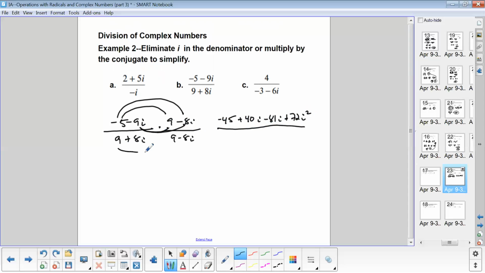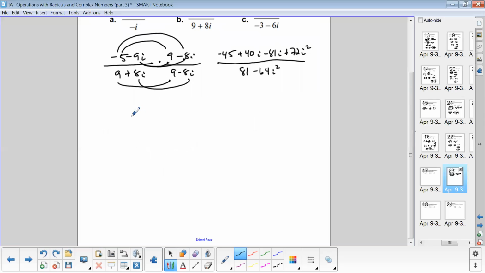Again, conjugates, so multiply 9 times 9, you get 81. And then the last term would be negative 64i squared. So again, we're seeing negative times negative. We're going to get a positive in that denominator. So negative 45, and then 40 and negative 81 would be negative 41i, minus 72, because this i squared is going to become negative 1, and negative 1 times positive 72 is negative 72. And then what happens here is we're going to get 81 plus 64.